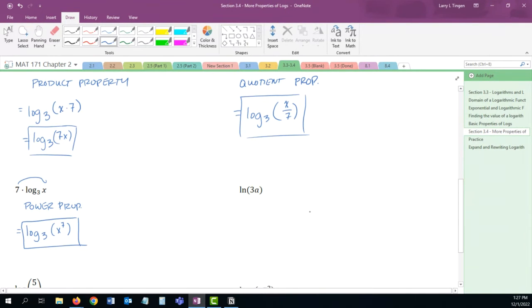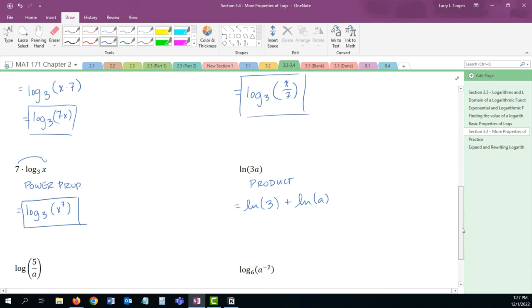Okay. These properties, like I said, they run both directions. If I have the log of something to a power, I can bring the power out front. If I have a coefficient of my log, I can bring it back inside and make it my exponent. Next, natural log of 3 times a. This is the product property. I have multiplication on the inside, which means this becomes addition on the outside.